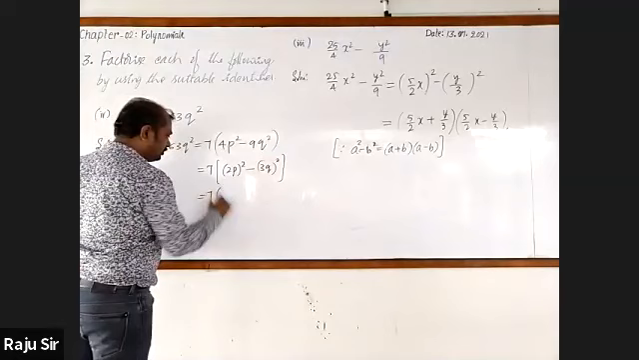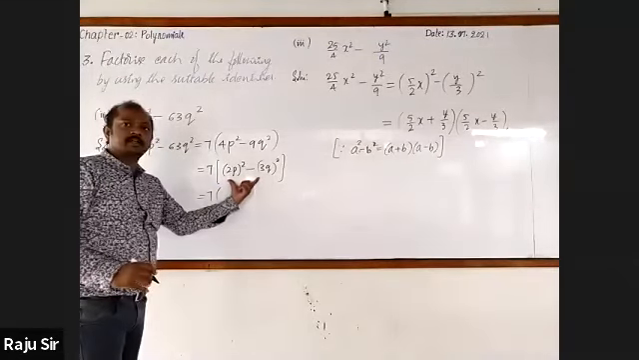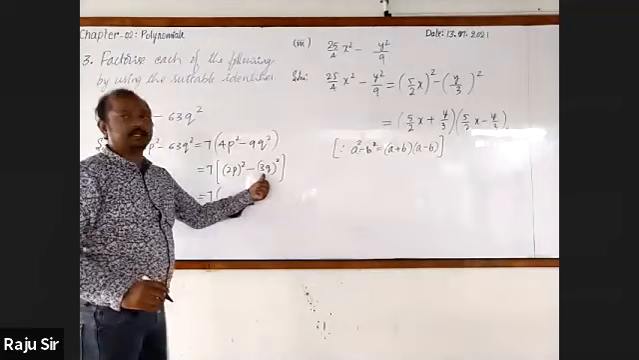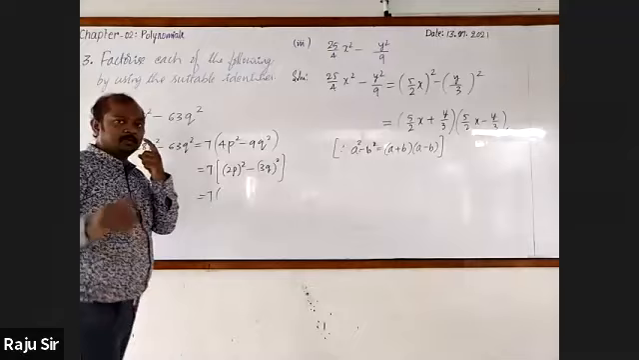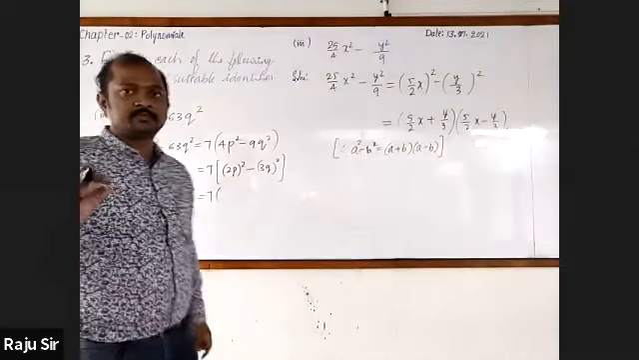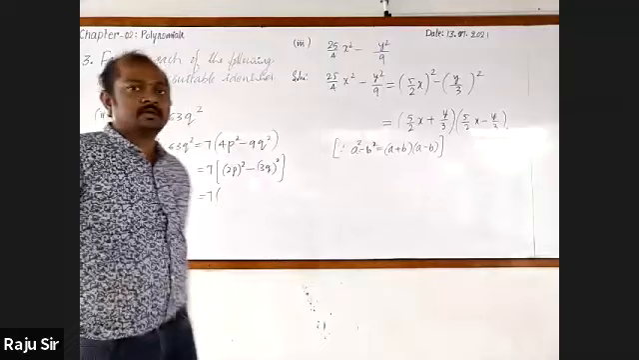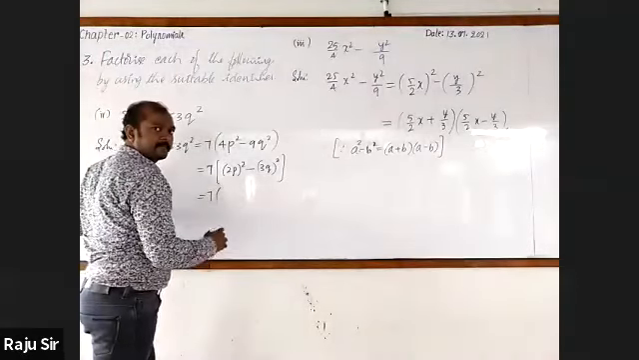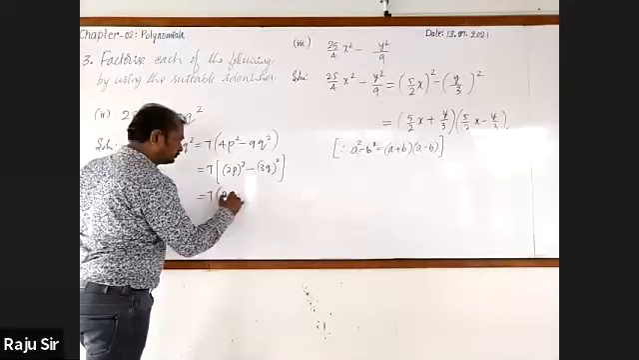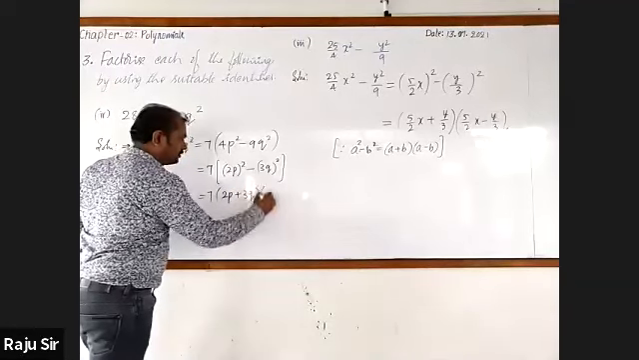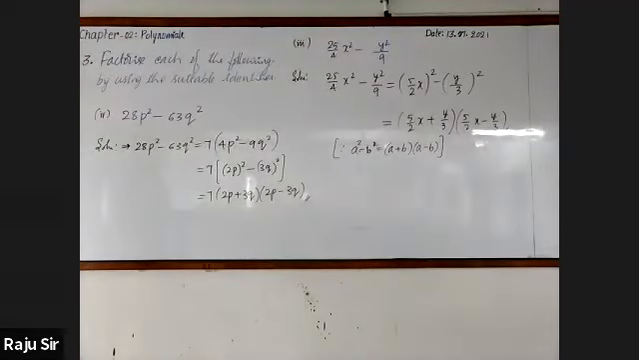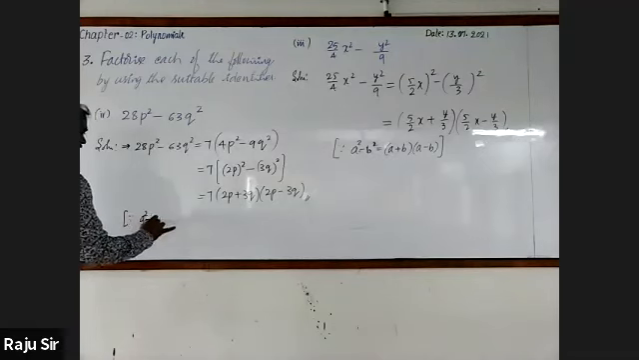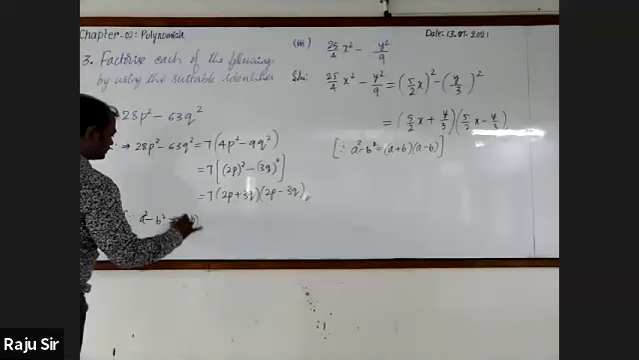Now you can come to know that this is exactly of the form a square minus b square, which can be written as a plus b into a minus b. So 2p plus 3q into 2p minus 3q. Disha, factorize this. This is the factorization. At last you have to write the reason: because a square minus b square is equal to a plus b into a minus b. Please go for copy.